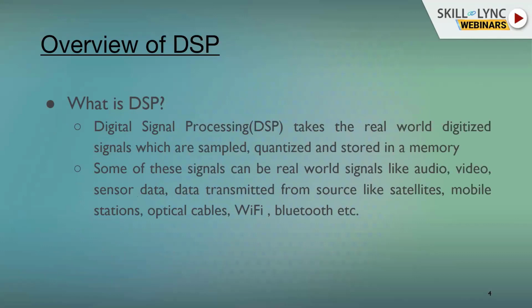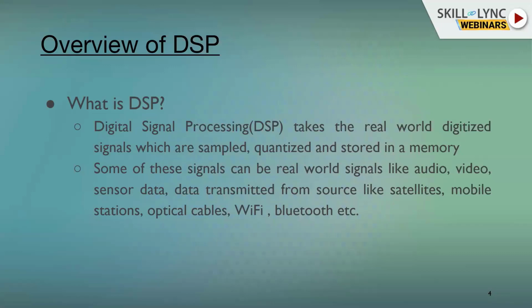So I think everybody would have studied DSP in the academics. So DSP takes the real world signals, digitized signals, which are sampled, quantized, and stored in the memory. We know the basics of DSP is that you take a digital signal and you want to process the signal and show some result based on the content of the signal, right? So that is what DSP means.